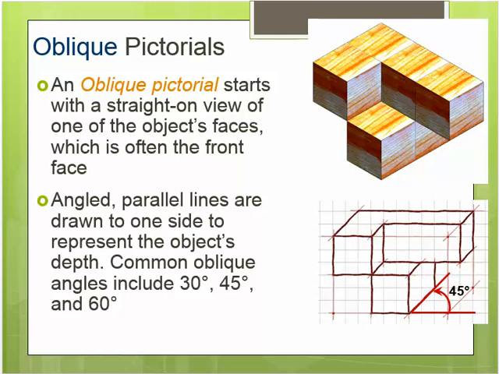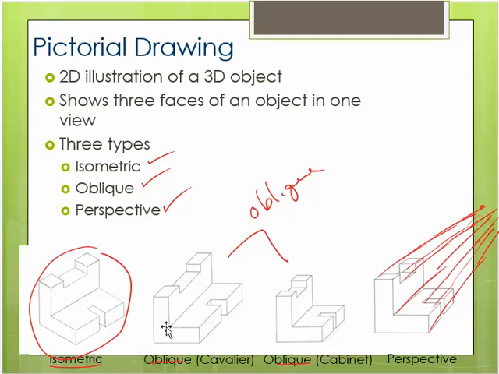Oblique pictorials. An oblique pictorial starts with a straight-on view of one of the object's faces, which is often the front face. This right here is looking at the object. Down here is the oblique drawing that they're making. Here's what I want you to know is an oblique drawing: you have lots of horizontal and vertical lines when it comes to oblique. What you're going to notice then is if I go back and show the picture, oblique drawings we have horizontal and vertical lines.